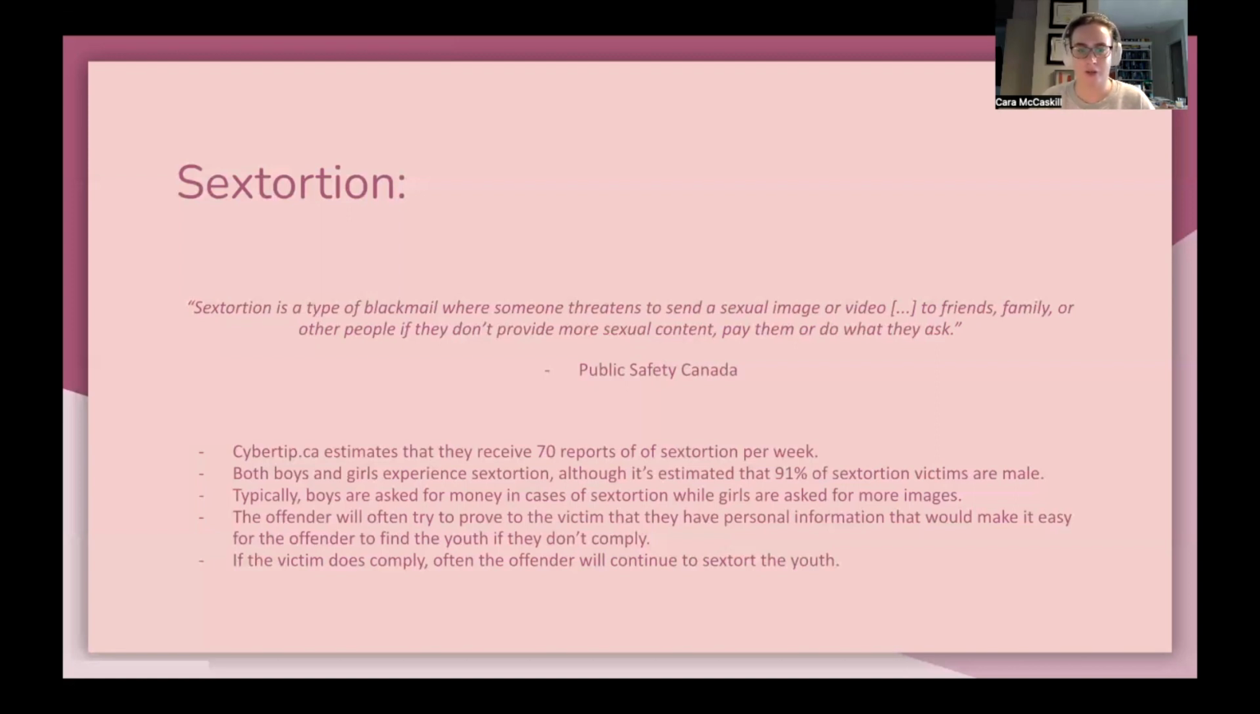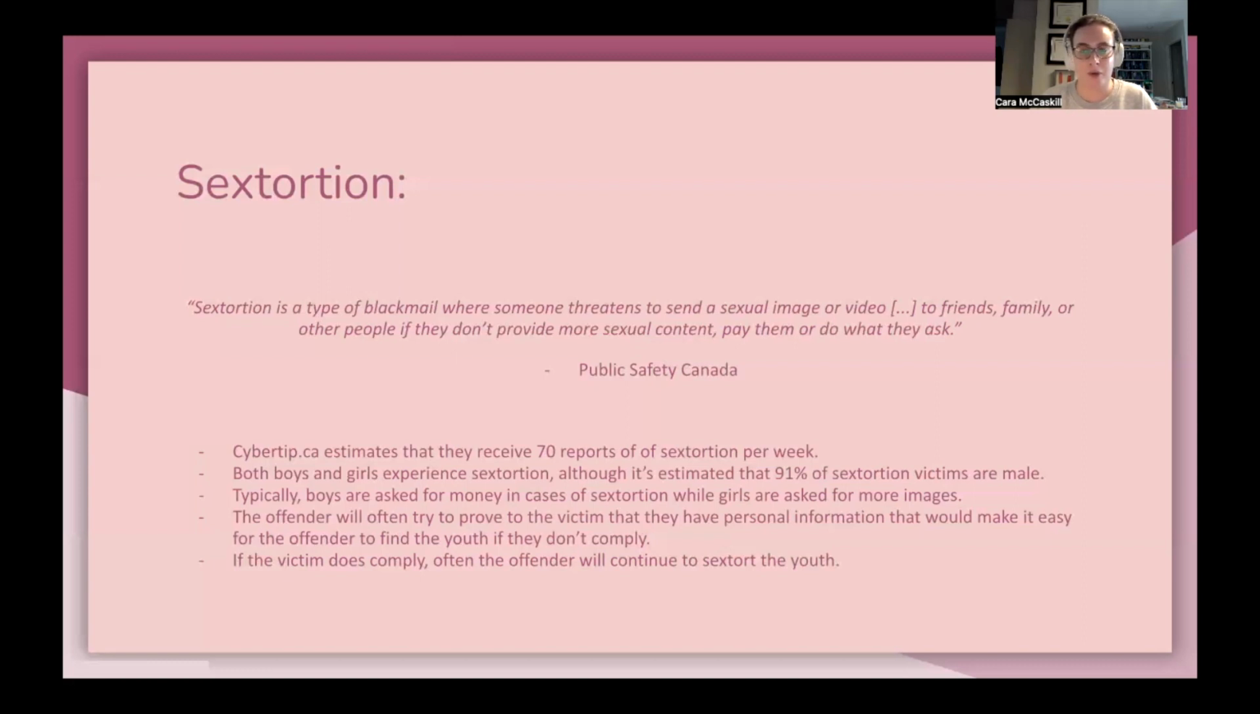The offender or perpetrator often also tries to prove, quote unquote, to the victim that they have personal information about the victim that would make it easy for the offender to find the youth if they don't comply. So they might share screen grabs of the victim's contacts. They might share that they know where they live or what school they go to or what kind of clubs they're involved in. If they're an older youth, they might share that they know where they work, things like that. And if the victim doesn't comply, oftentimes the offenders will just continue to try and sextort the youth. They don't necessarily lay off. However, if the victim does comply, the sextortion likely will also continue, with the demands of the offender increasing and becoming more severe.